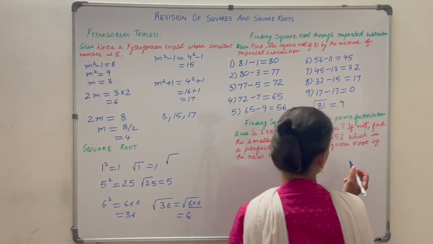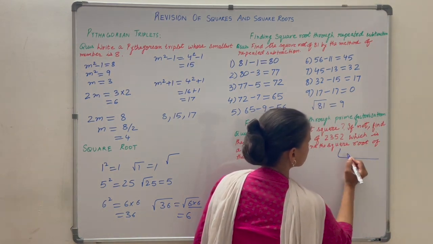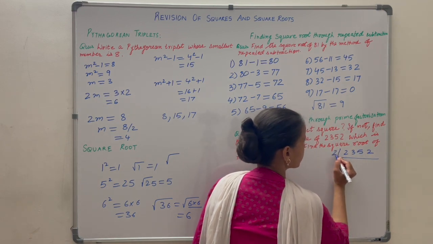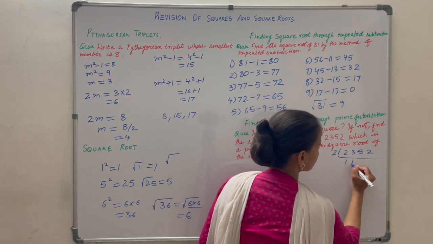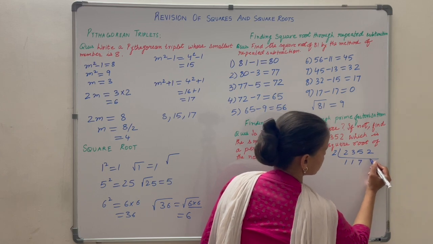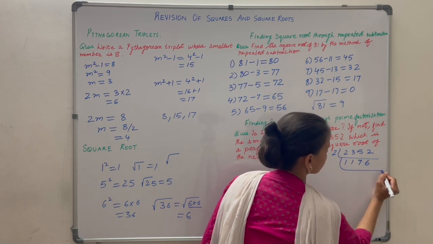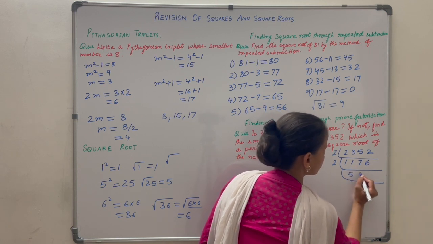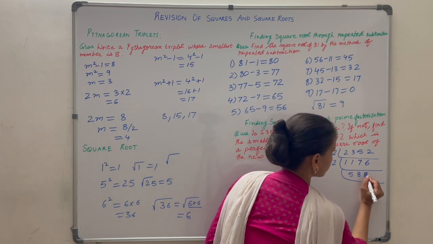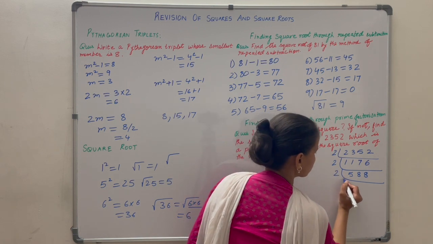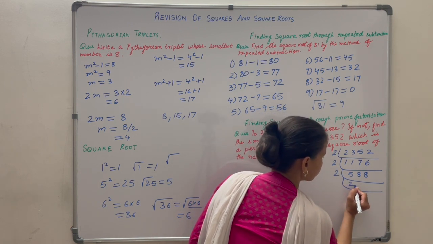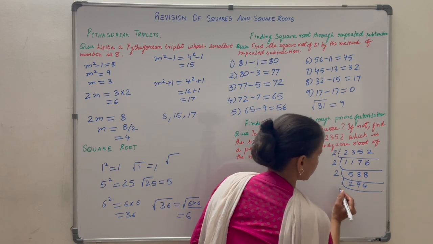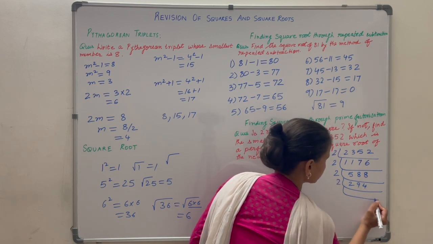So let us do the prime factorization of 2352. This will go by 2. 2 ones are 2, 2 sevens are 14, 2 sixes are 12. Again it goes by 2. 2 fives are 10, 2 eights are 16, 2 eights are 16. Goes by 2. 2 twos are 4, 2 nines are 18, 2 fours are 8. Again it goes by 2.